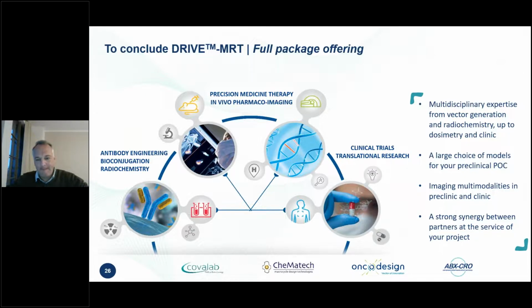And clearly, this is the spirit of this alliance, is really to have a strong collaboration for your project, and really help you to move fast in the different fields from chemistry to clinic.